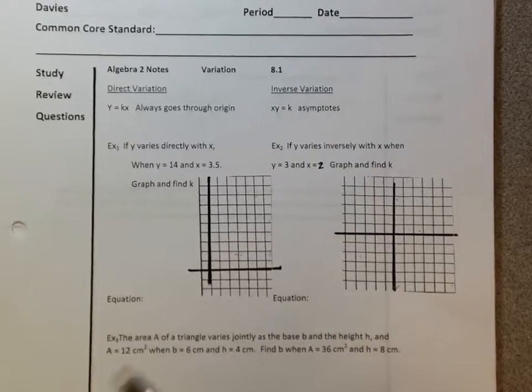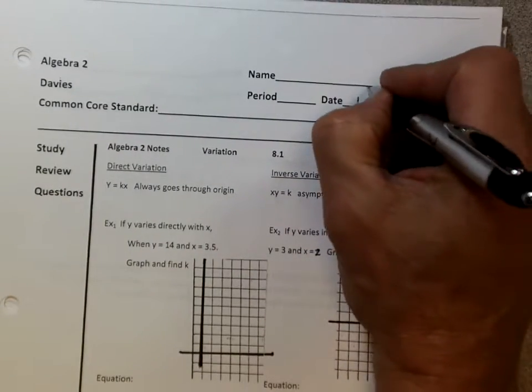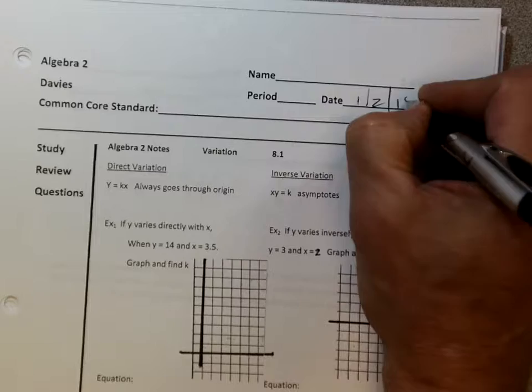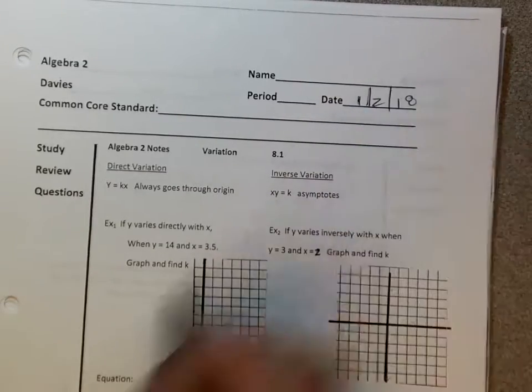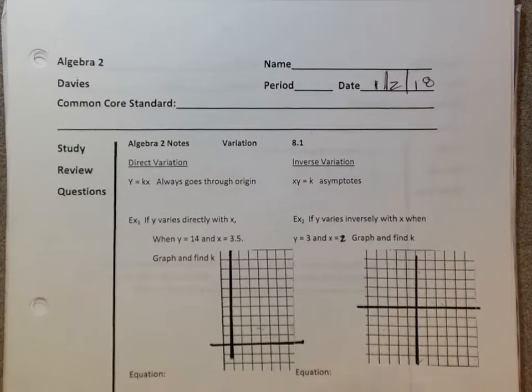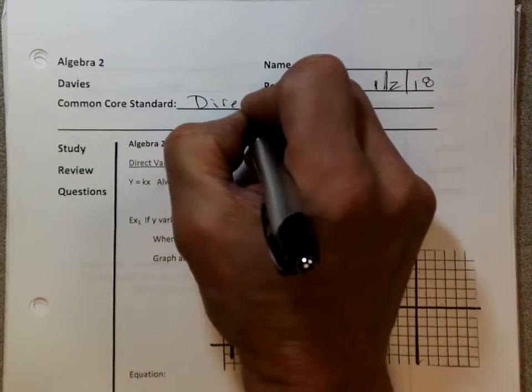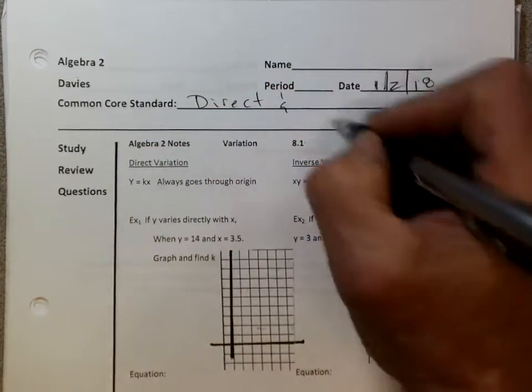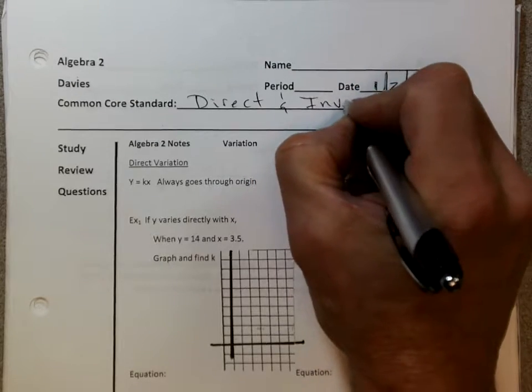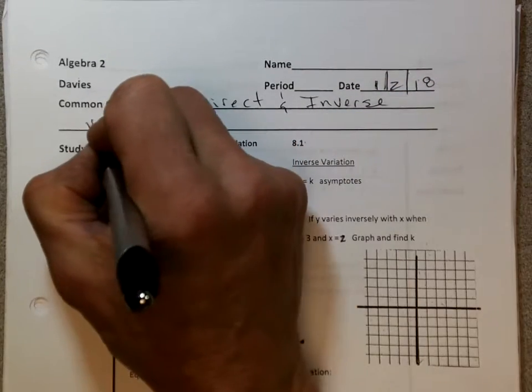So first of all, today's date, yay, New Year, 1/2/18, right? 1/2/18. And our Common Core standard today is really going to be talking about direct and inverse variations, okay?